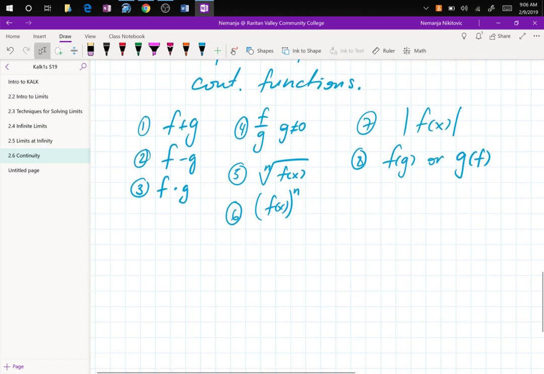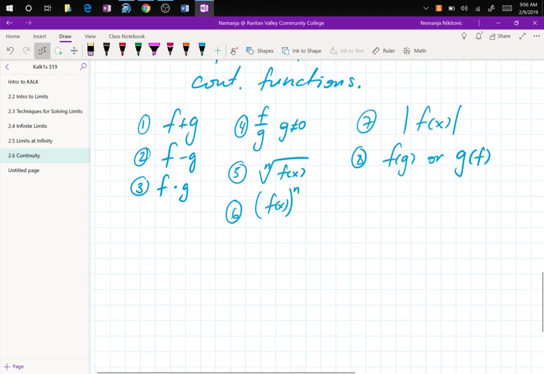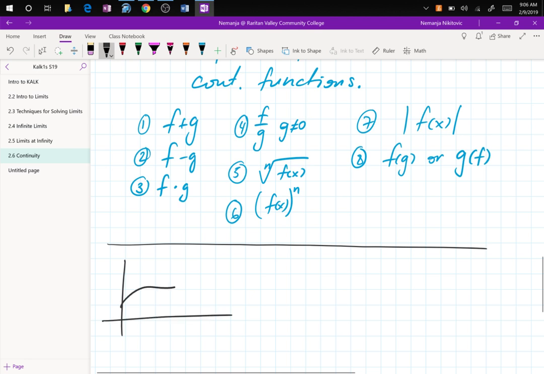But what happens if it's not continuous, right? Well, in that case, we will have one of the three rules fail at that point that we are observing. So let's draw three graphs.